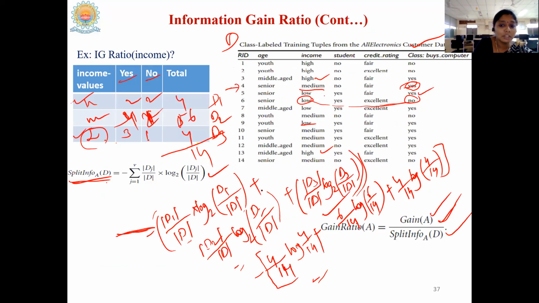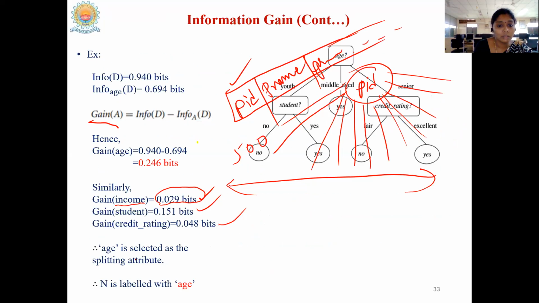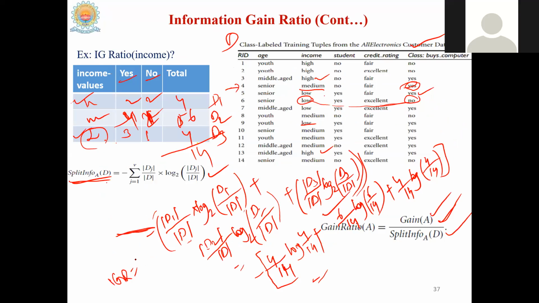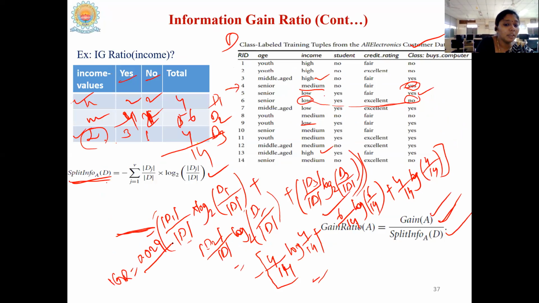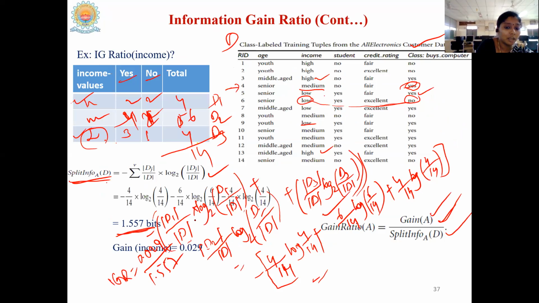So information gain ratio is equal to, what value did we get just now? 0.029. Yes. 0.029 divided by what value we got just now? 1.557. Yes, the value is 0.029. Here is the value.